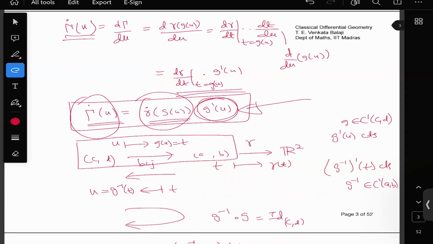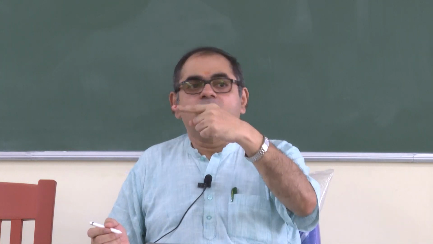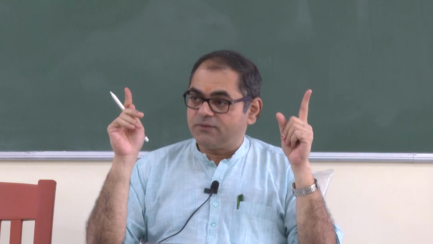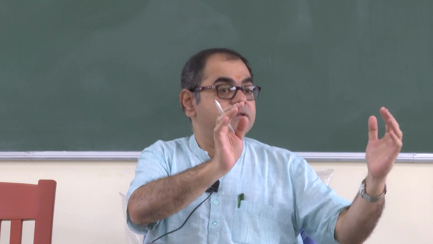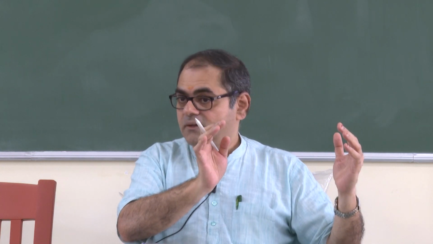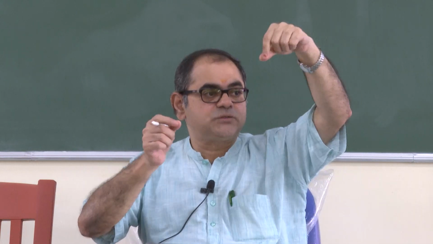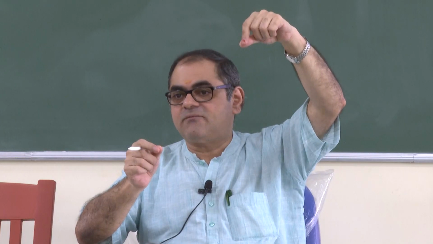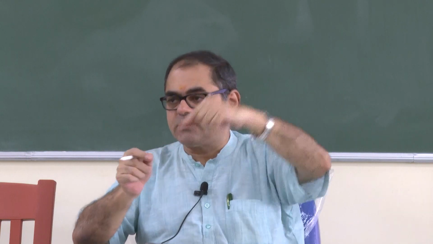Let us look at this map. The map is G, u going to G of u equal to t. Now what is the condition? G dash never vanishes. And of course I am assuming G dash is continuous. So G dash is a continuous function on the interval C comma D. A continuous function on an interval never vanishing must have the same sign, because by the intermediate value theorem, if a continuous function takes two different sign values on an interval, somewhere it has to hit 0.